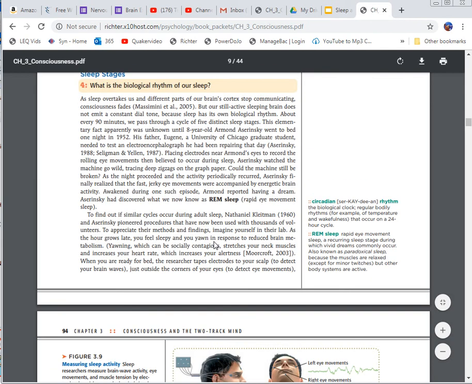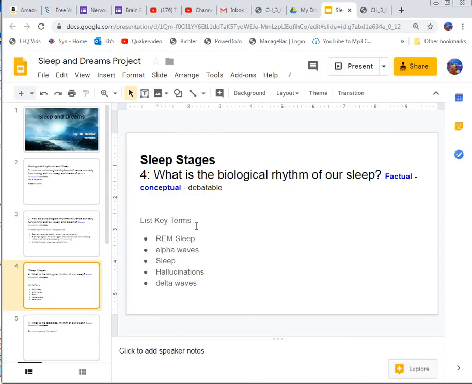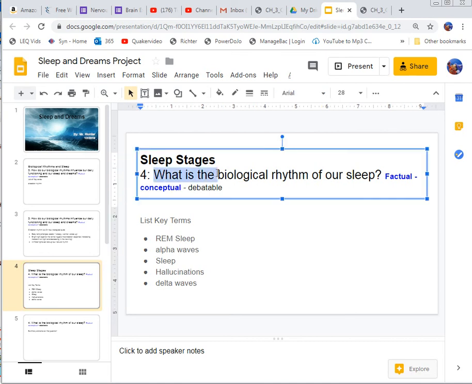And really you're just using the slideshow to do a good job of summarizing what you're reading and also focusing in on answering this question. What is the biological rhythm of sleep? What are the different stages that we're going to go through? So I will say enough for now, and good luck. And if you have any questions or need any help, let me know.